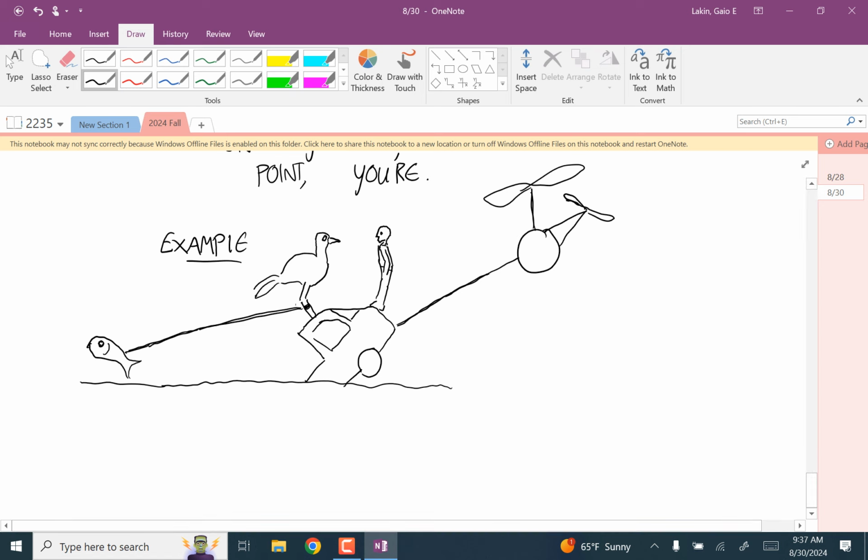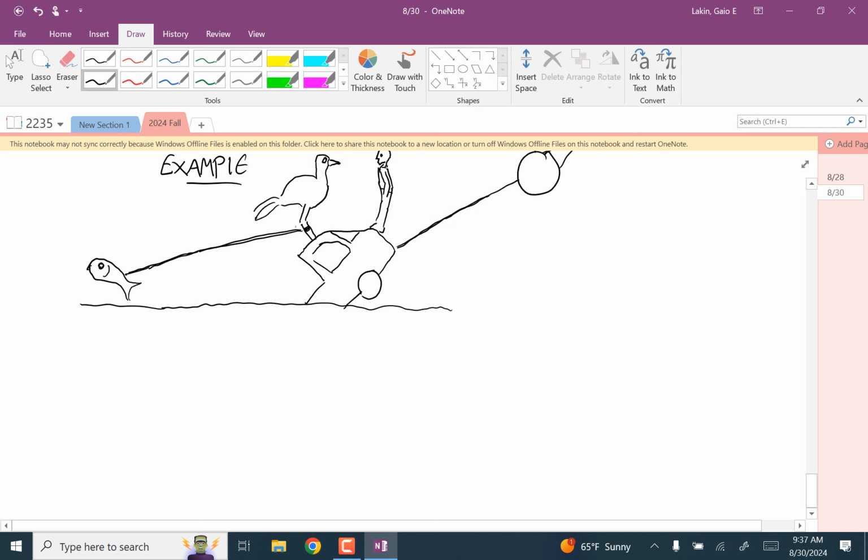Okay, so anyways, draw a free body diagram of the truck is the point here.